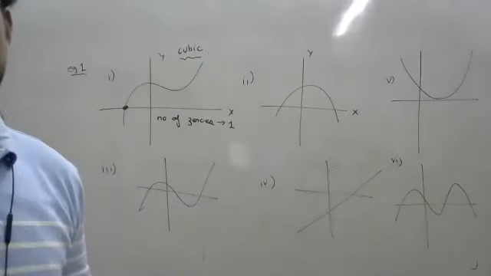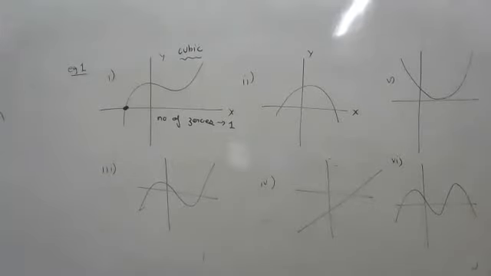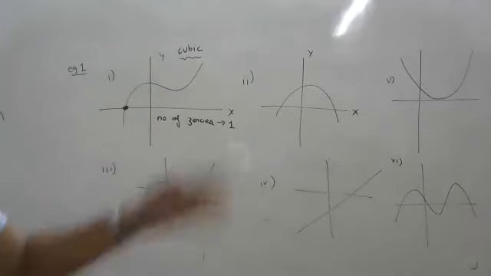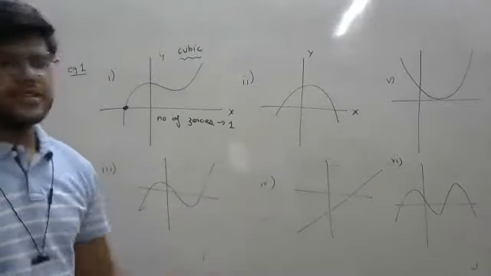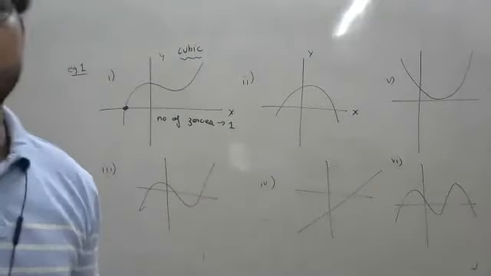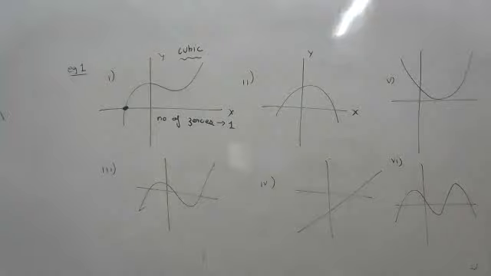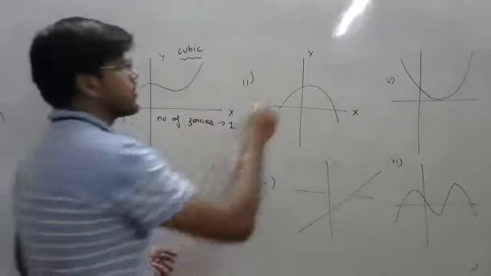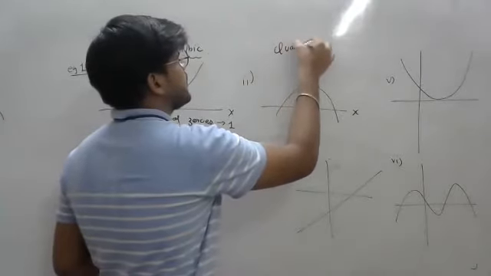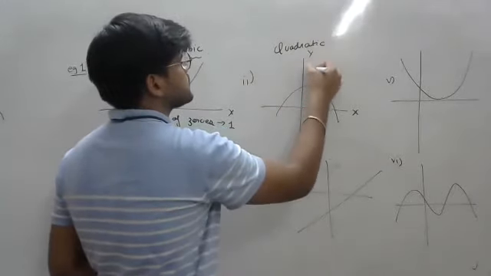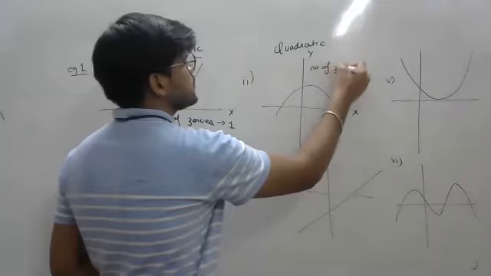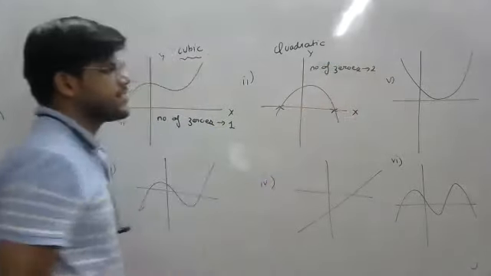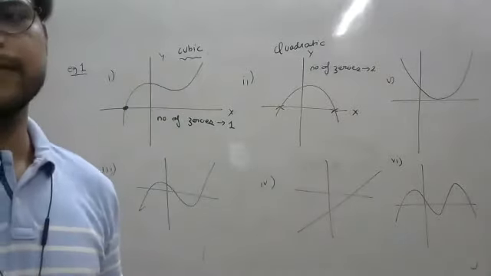So we have discussed this yesterday. Why is this equation considered cubic? Because of two double curves. Now let's discuss the second one. What type of equation is this? Quadratic. Single curve, quadratic. Number of zeros? Two. Good, because it is intersecting the x-axis at two points.